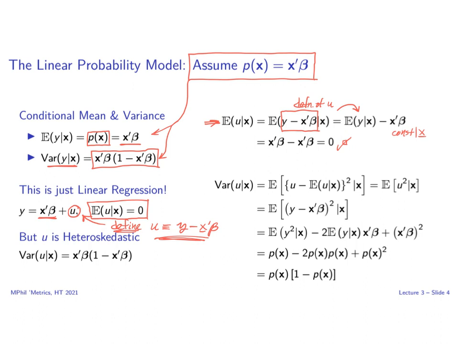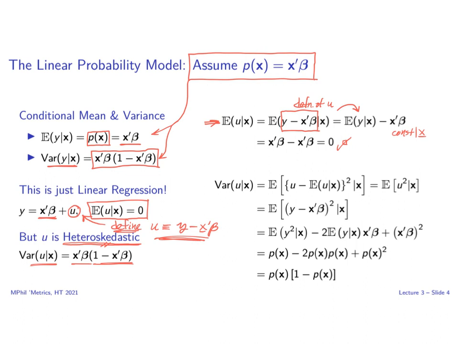There's one important wrinkle, however. The error term u, as we have just constructed it, namely the difference between y and x prime beta, is necessarily heteroscedastic. In fact, the variance of u conditional on x is equal to x prime beta multiplied by the quantity 1 minus x prime beta.